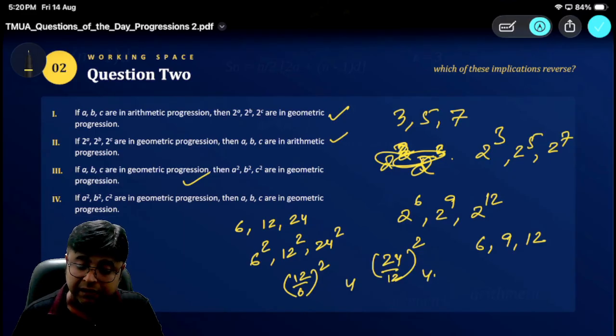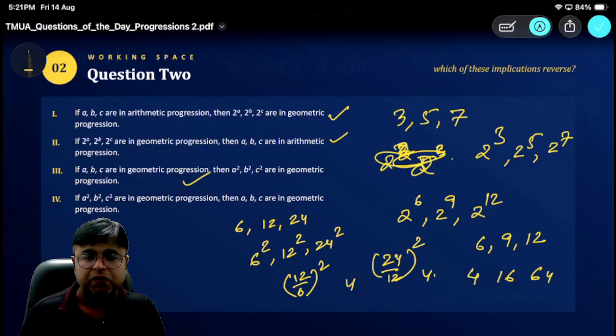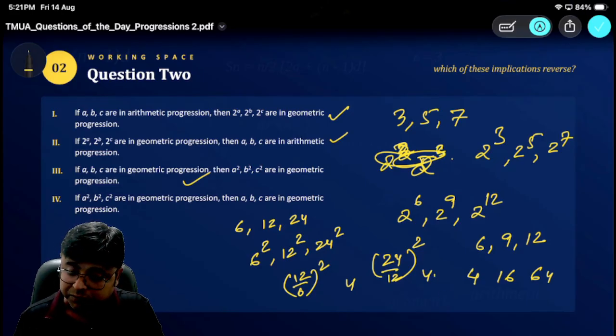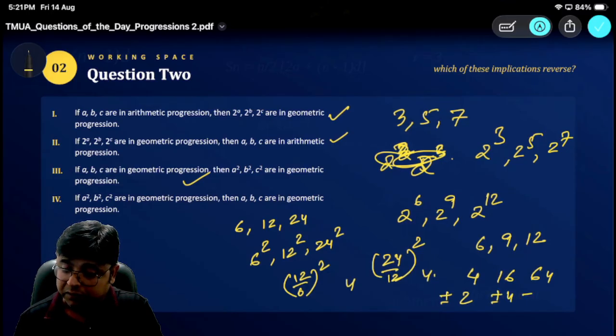Now, if A square, B square, C square are in geometric progression, then A, B, C are in geometric progression. Let's check. If I have 4, 16 and 64, they form a GP with common ratio 4. But this is not necessarily correct. The reason is that the square root of 4 gives both plus and minus 2, so I do not know which number to take, 2 or minus 2. Similarly, this will be plus or minus 4, and this will be plus or minus 8.